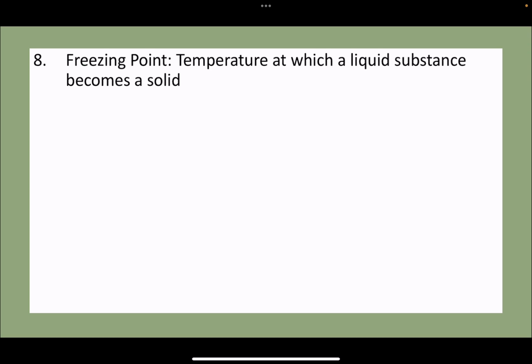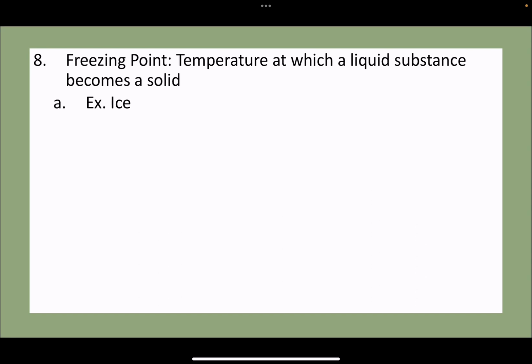Our second colligative property is freezing point. The freezing point of a substance is the temperature at which it goes from being a liquid to being a solid. Our example for this is ice. Ice is just water at or below its freezing point. In this way, we can see freezing point as moving in the opposite direction as boiling point.